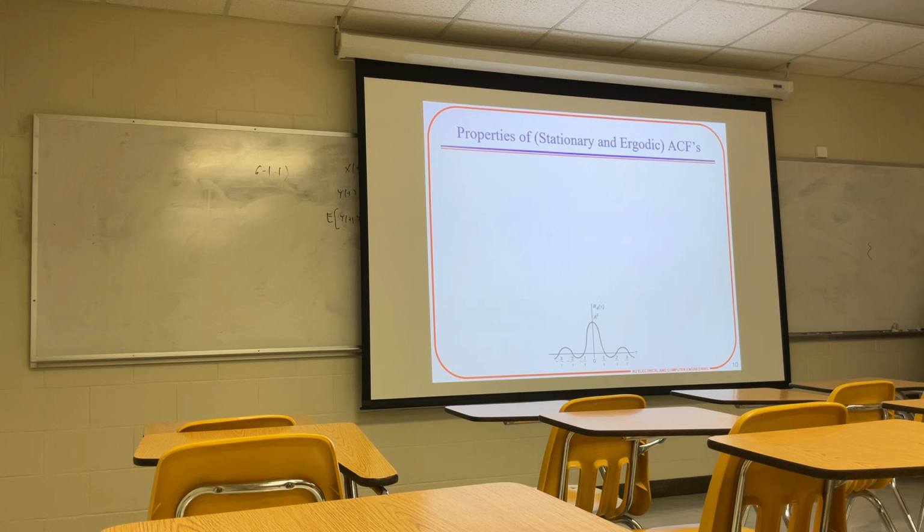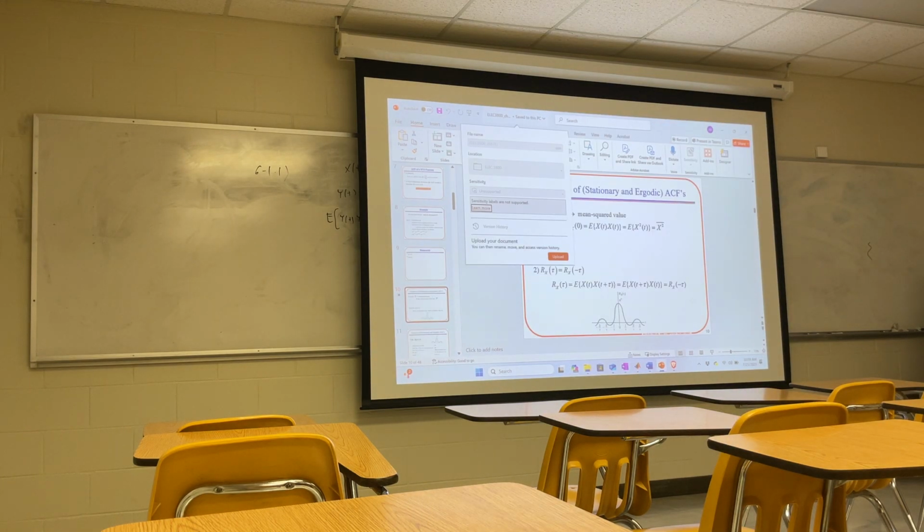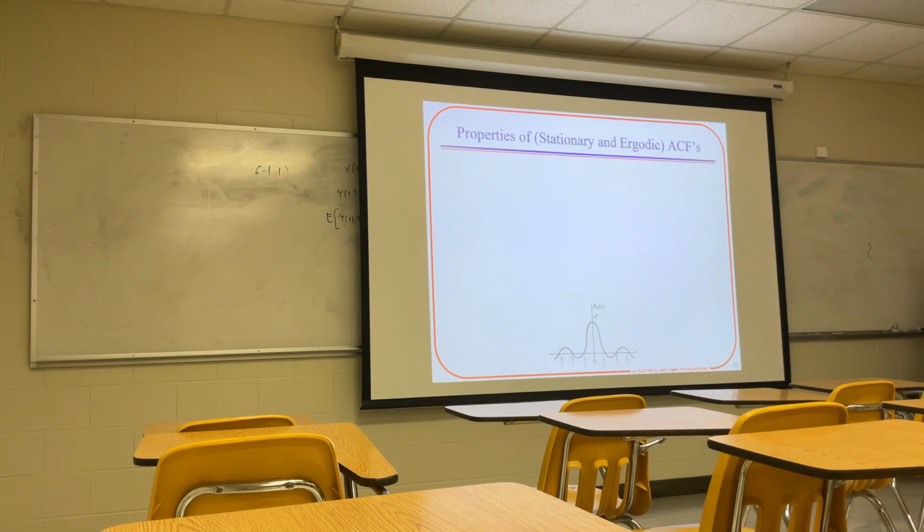Now, the next thing is properties of stationary and ergodic, wide sense stationary, he used the word stationary, processes and ergodic processes. The first thing is going to be that the mean squared value is always going to be evaluating the autocorrelation at 0. That's it. And I think everybody's got that down.